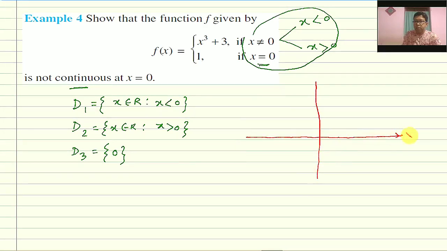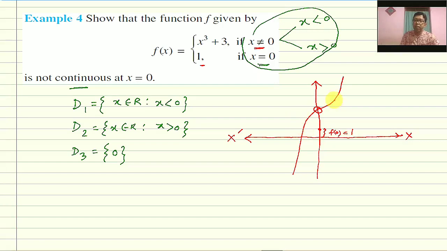Okay, so this is your domain line, and this one is your range line. And y is equal to x cube plus 3, the curve will be like this. But since x is not equal to 0, the function is not defined at x is equal to 0. For this, there is a hole in this part, but the function is defined at x is equal to 0 and the value of this function is equal to 1. That means this is actually your f of 0, and f of 0 is equal to 1.